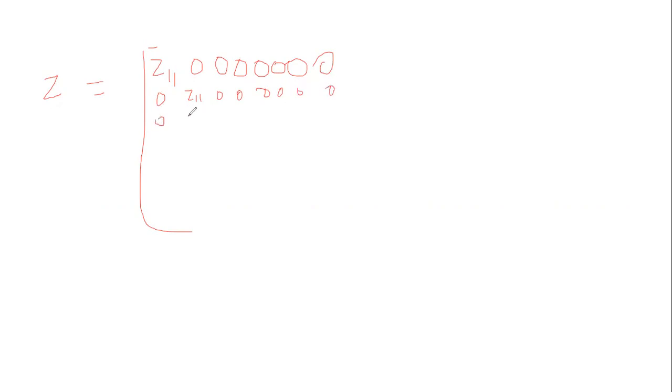Next, 0 0. Okay, sorry, this is Z22, and this is Z33. Then 0s, and next Z44, followed by 0s.